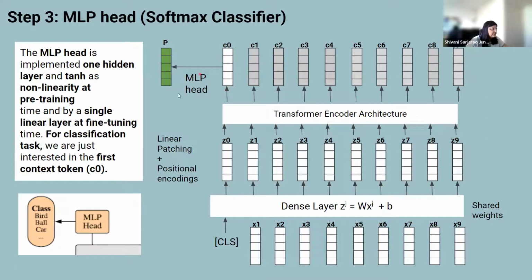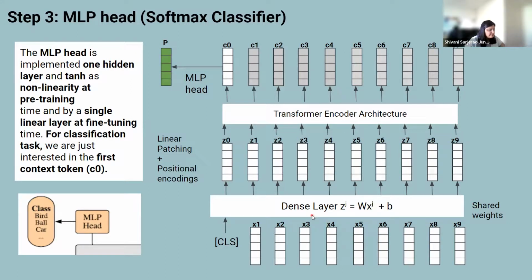This context token C0 is then passed through an MLP head, and MLP is nothing but a multi-layer perceptron, which is similar to a feed-forward neural network. And so there are two different architectures of these MLP head. For the pre-training stage, we use a one hidden layer network with tanh as nonlinearity. And for the fine-tuning stage, we use a single linear layer. What we mean by pre-training and fine-tuning will be explained further in the presentation. So with this, we come to the end of the entire architecture.